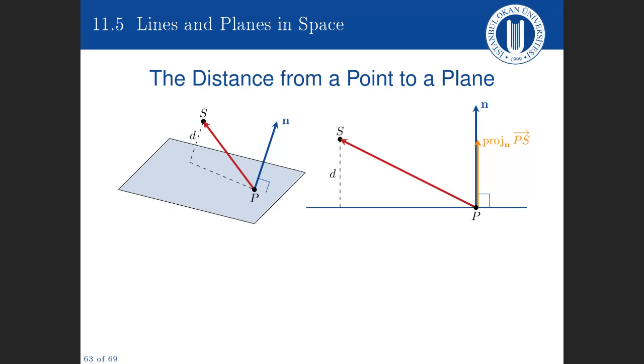The distance from a point to a plane. Again, that's the shortest possible distance between a point S and the plane. Now, the shortest distance, that's this one, which is written as D over here. I'm going to draw it in orange. This line must be parallel to the normal vector n. So this distance must be the same as the projection of PS onto n.